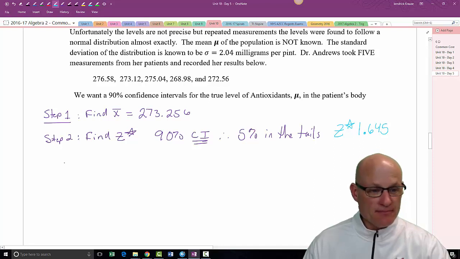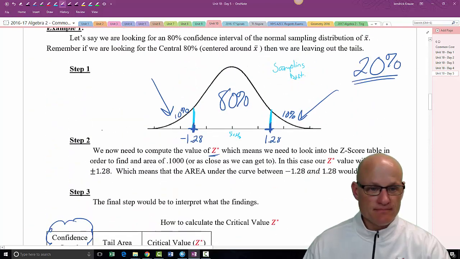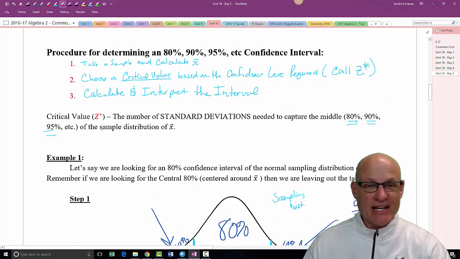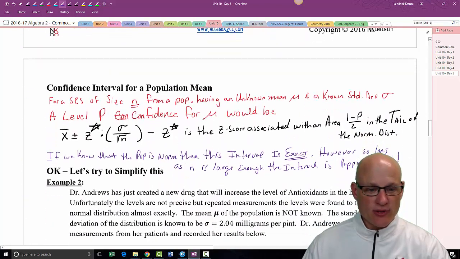Now, step 3. What was step 3? Calculate and interpret the interval. So let's do that.